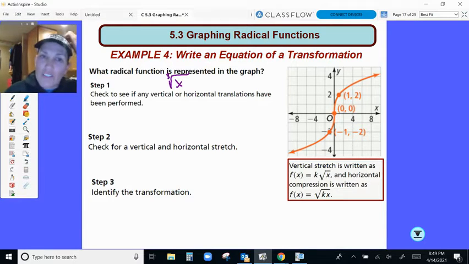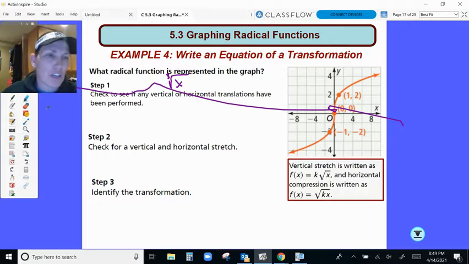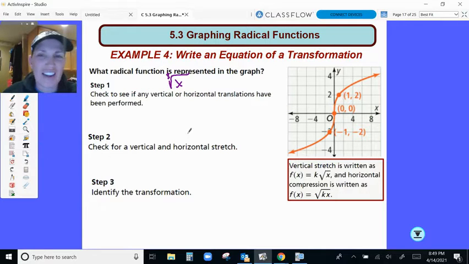Then I want to see if there are any horizontal or vertical translations, and there's not, because I have this inflection point right here at my origin, and that tells me that it hasn't been shifted anywhere. My point of inflection is right there at the origin.